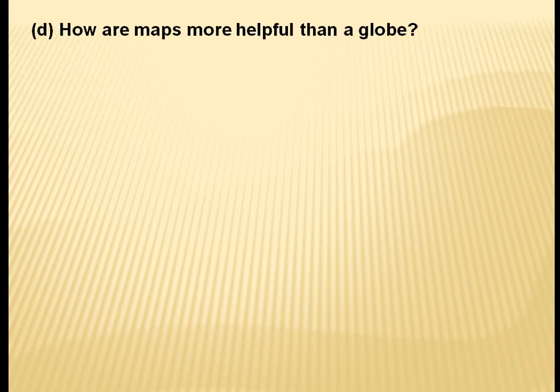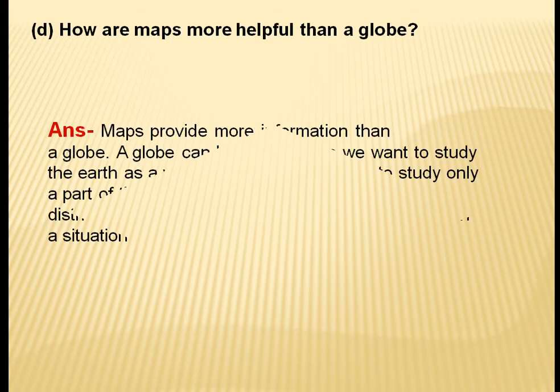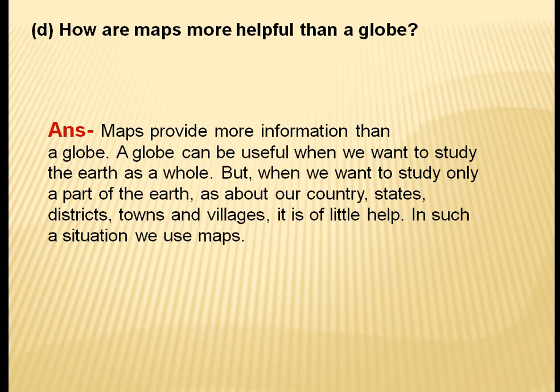Next, how are maps more useful than a globe? So maps are more useful than a globe in number of ways. Already we have seen in this point. Let's check out the answer. So map provides more information than a globe. A globe can be useful when we want to study the earth as a whole, but when we want to study only a part of earth, such as our country, state, district, town and village, it is little helpful. In such situations, we are using maps and they are very useful to us.